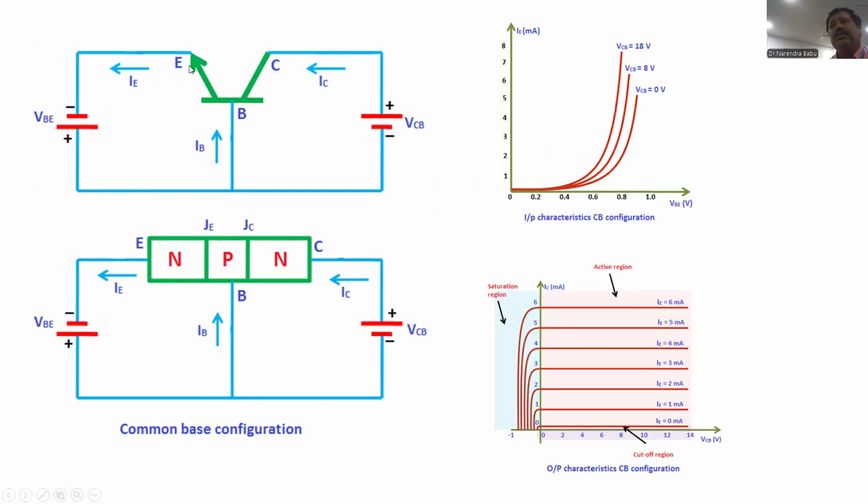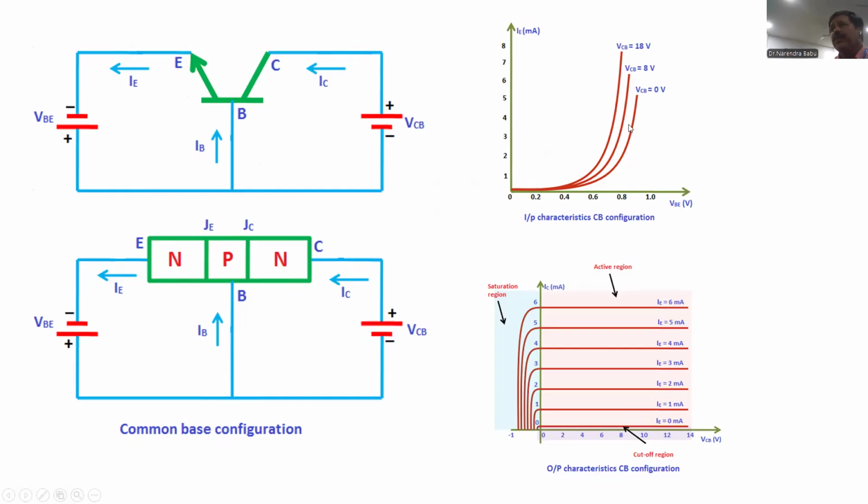Here this is the input. Whatever the current, IE is equal to IB plus IC. While taking the input characteristics, that means between IE and the voltage between base and emitter, VBE, the output voltage is constant. That is, the output voltage between base and collector, VBC. So just look at the input characteristics here.